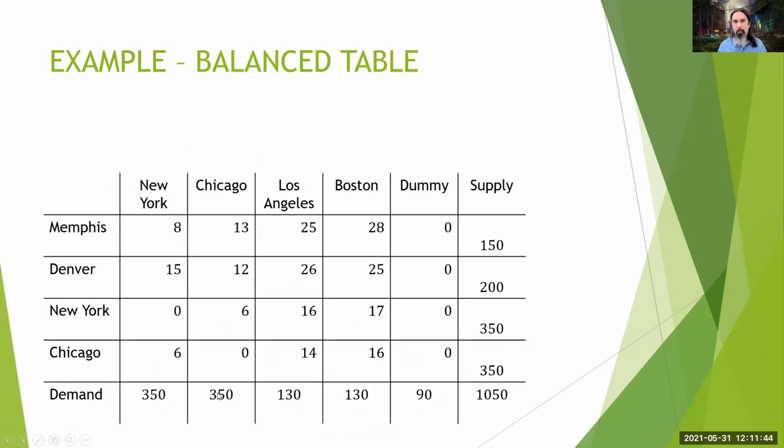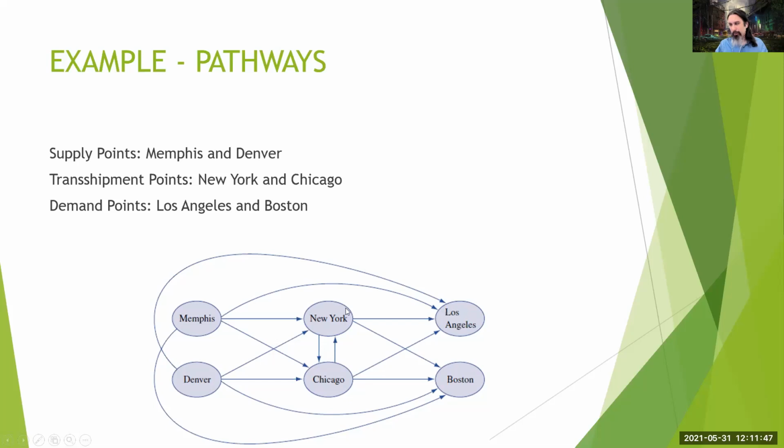Why is it 350? Well, simple. For New York, the maximum amount of goods it can have is 350. Why? Memphis can send all of its 150 goods to New York, and Denver can send all of its 200 goods to New York as well. So New York has 350 to distribute to other cities. It can just distribute whatever it has to other cities. So the maximum number of goods New York can have is 350.